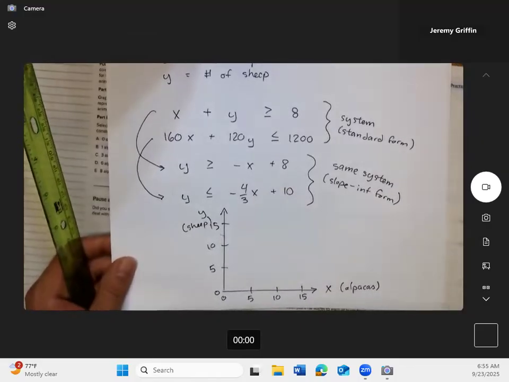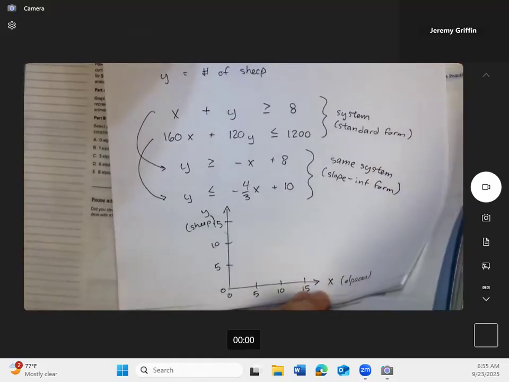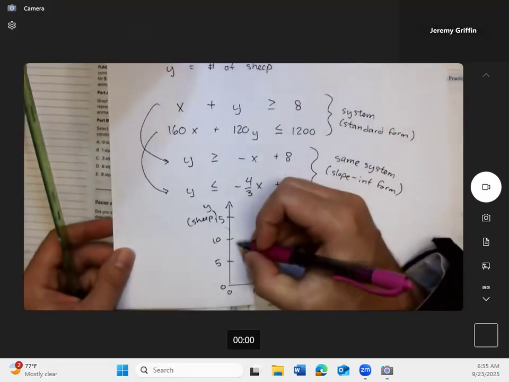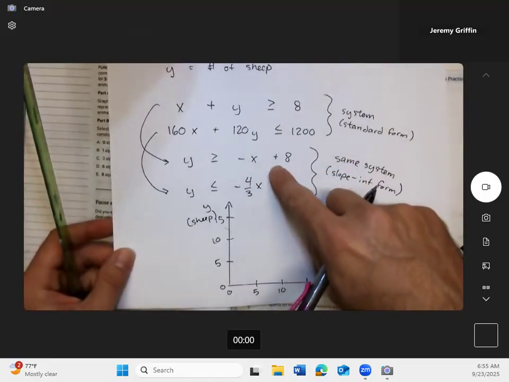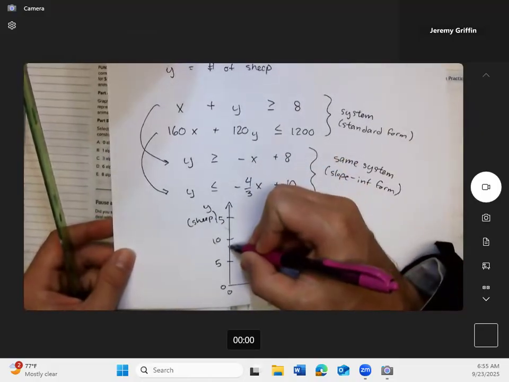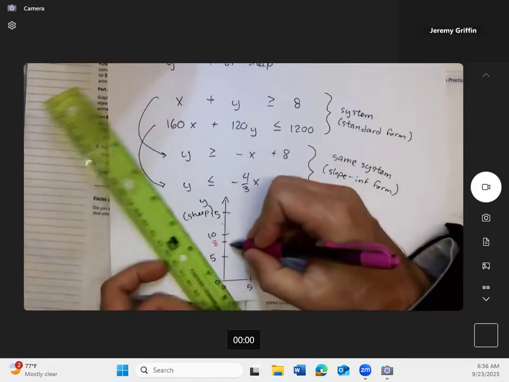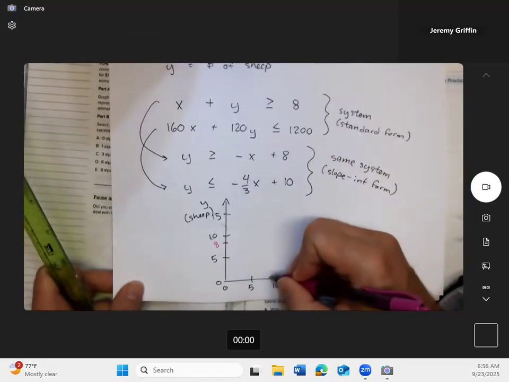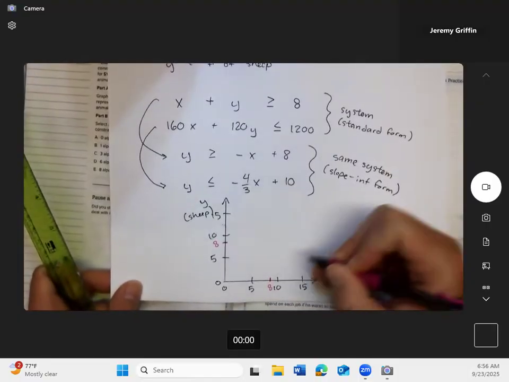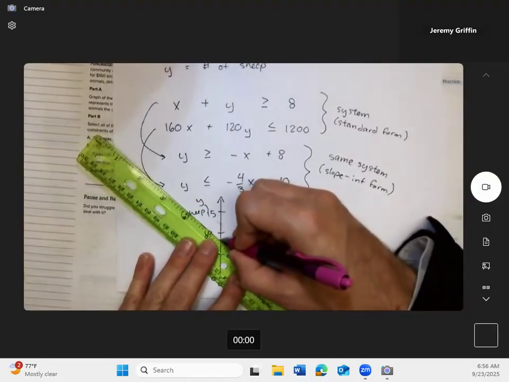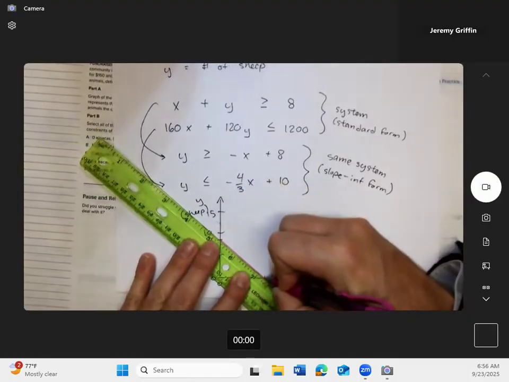Okay. Right, where's your pinky? Negative x plus 8. So plus 8 would be right here at 8. And then it has a slope of down 1 over 1, which would also bring you to 8 over here, right? So if x is 0, y is 8. If y is 0, x is 8. Okay, so that would be this line.